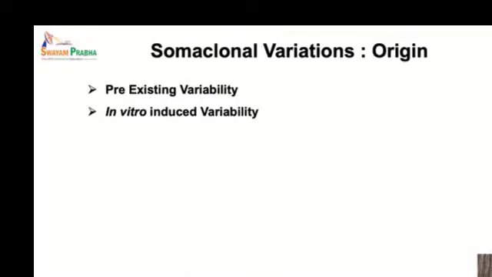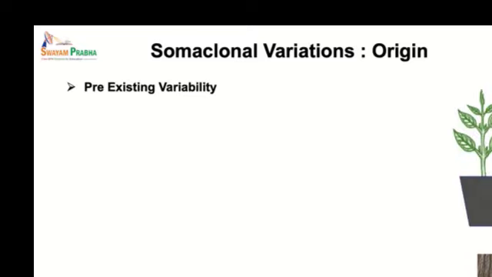Depending upon the sources of the variation from where they originate, these are grouped in two categories. One is pre-existing variability and the second is in vitro induced variability. So the first category is pre-existing variability. The variations that are already present in the explant when we harvest the explants to initiate the in vitro cultures can be categorized as pre-existing variability.